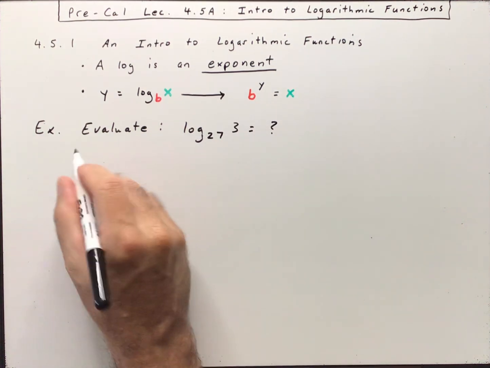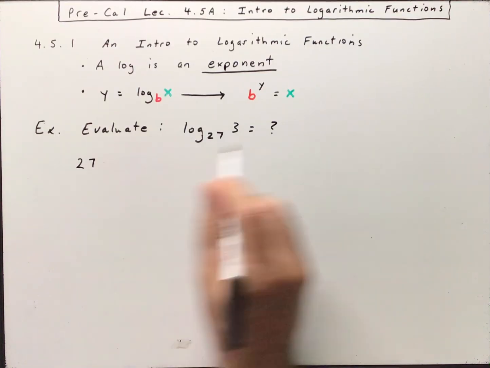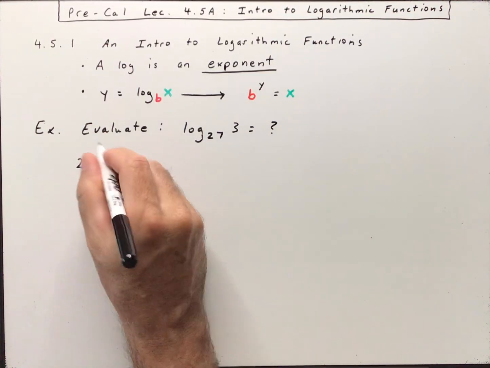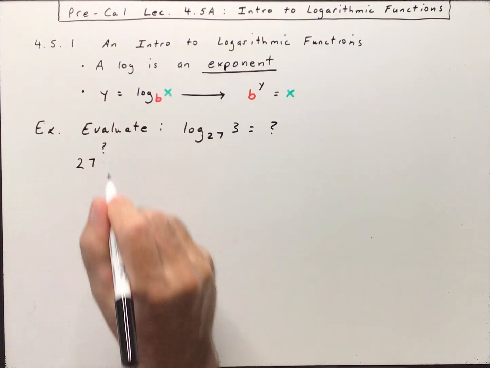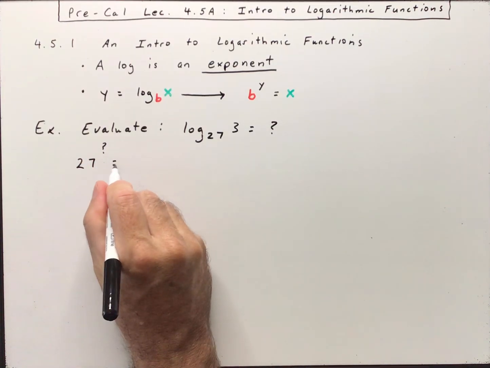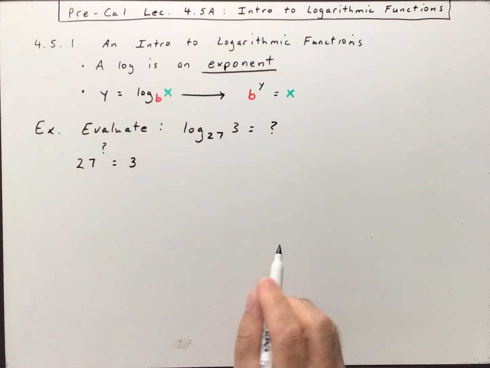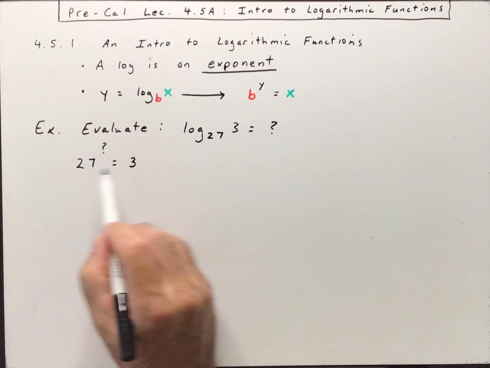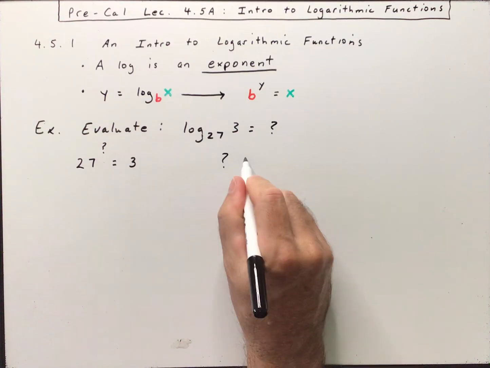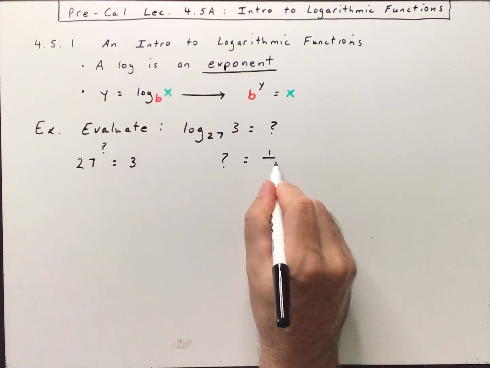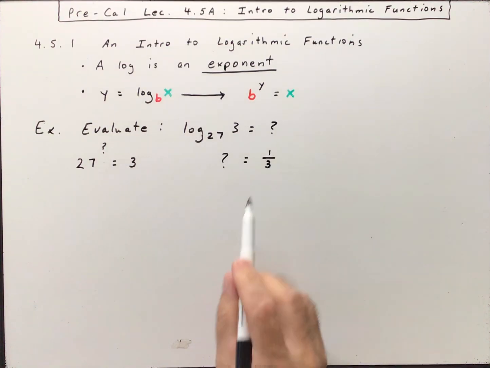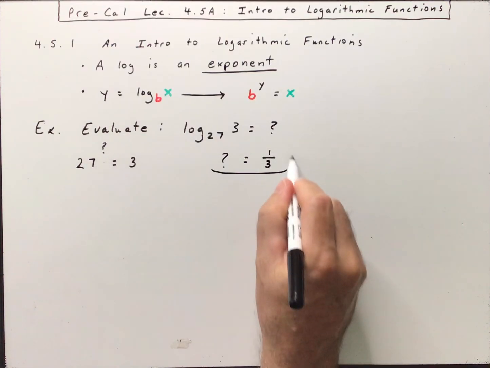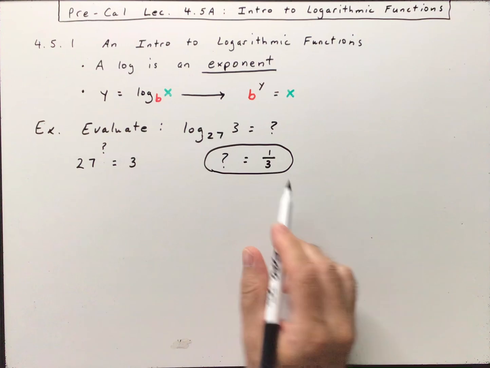Well, we're finding what exponent do I need to raise 27 to get 3. 27 to the question mark is equal to 3. Well, if I take the cube root of 27, I get 3. So the question mark is going to be, in fractional terms, like taking it to the 1/3 power, right? That's taking the cube root of something.